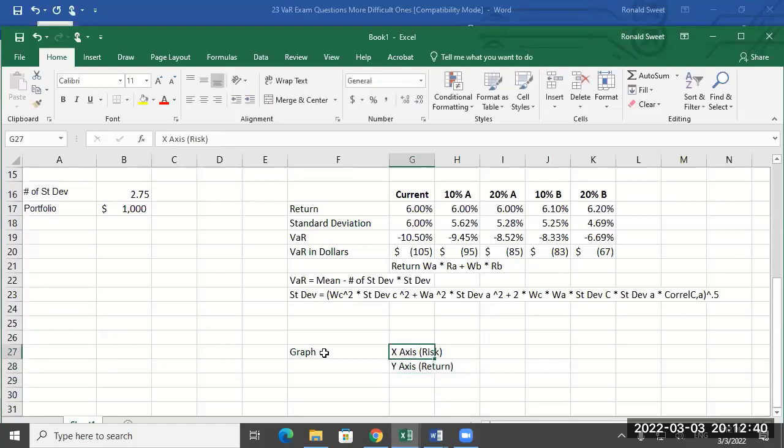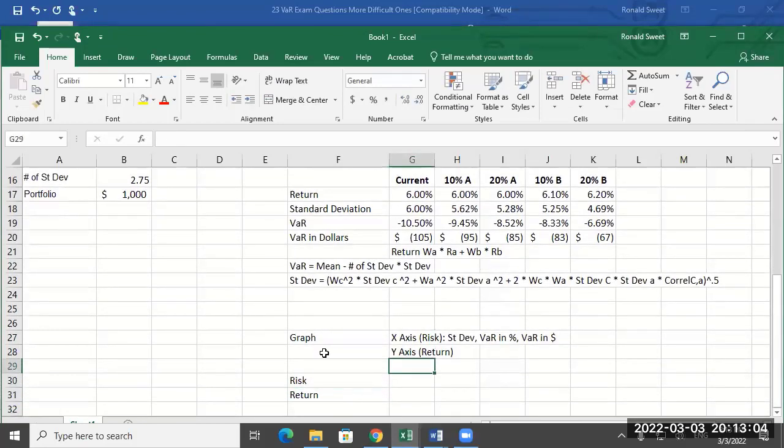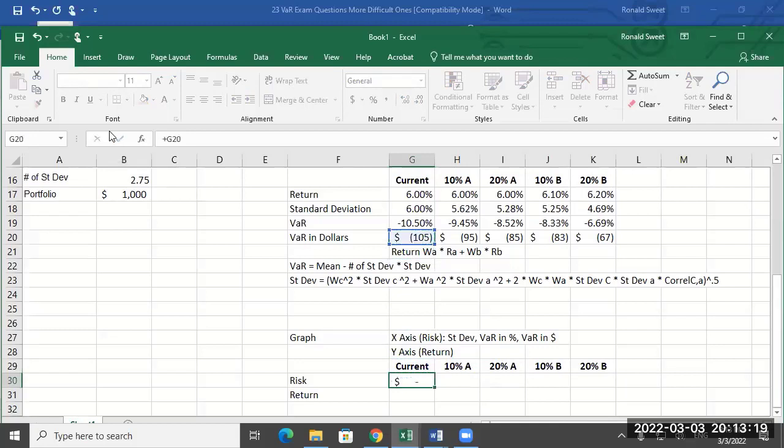But the question is, what risk do we put up there? We got a few choices. We got standard deviation, we got VAR in percent, VAR in dollars. So kind of be obvious now, what do you think you're going to do? VAR in dollars, that's what they asked for. So we'll do that. When you do these graphs in Excel, you put risk first and then return. All right, so you got the current. Let's just bring it down. These are your choices. So our current has a VAR 105 and a return of 6.